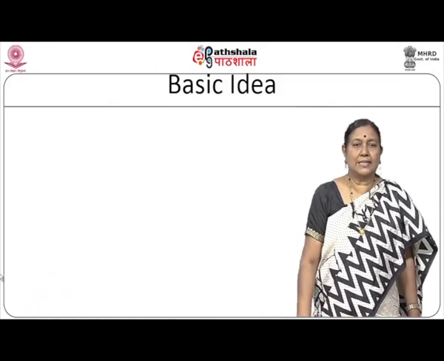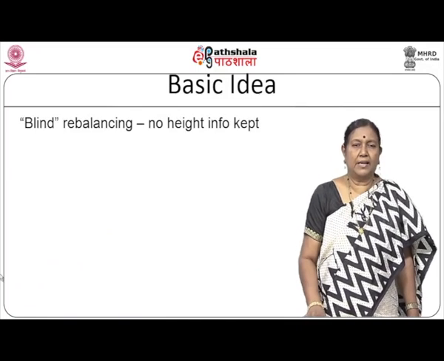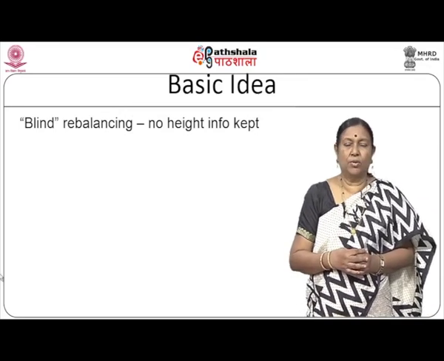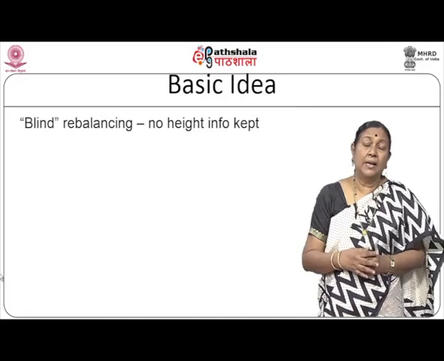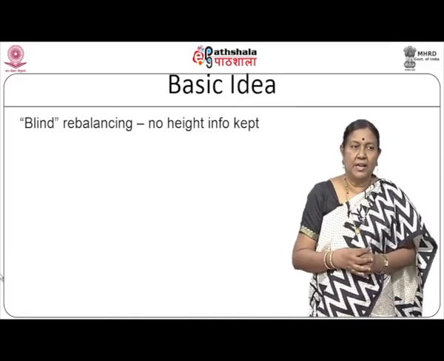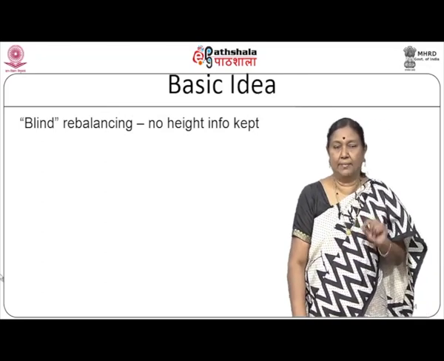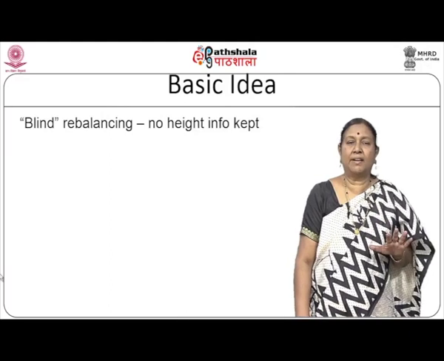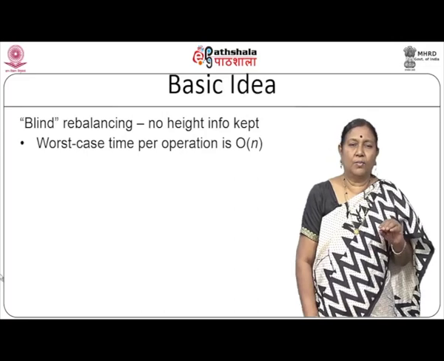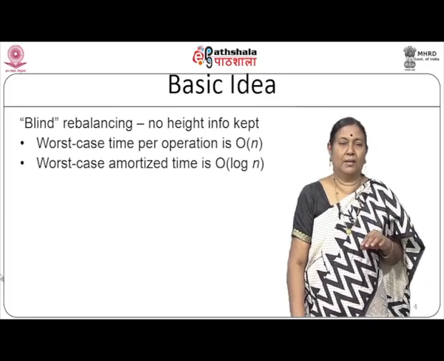Now, let us start with the basic idea of a splay tree. This is blind rebalancing, that is, no height information is kept. Remember, in AVL we had the height information, and in red black we had the number of black nodes, the black height, BH. Here we are doing blind rebalancing, we will see what that means, but no height information is kept, and worst case time will be of the order of n as in a normal tree.